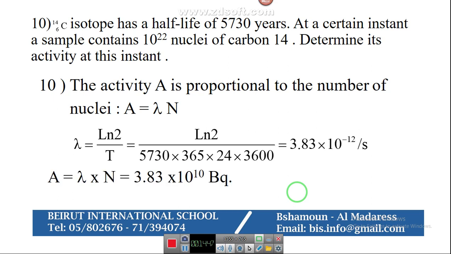Also, A equals lambda times N. This means that A equals 3.83 times 10 to the power 10 becquerel.